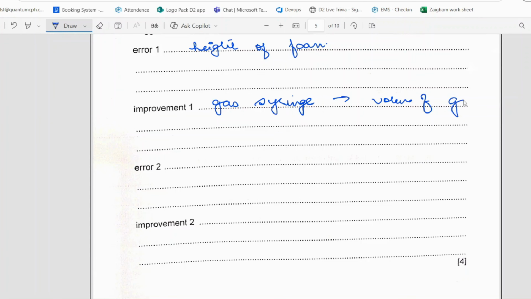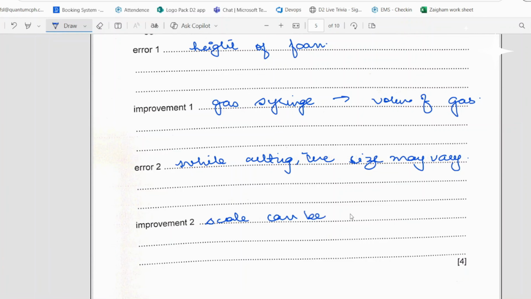Okay, what can be the other error? While cutting the pieces, it may happen that the size may differ. While cutting, the size may vary, so we have to use precise measurements or a scale. A scale can be used to have the correct measurement.